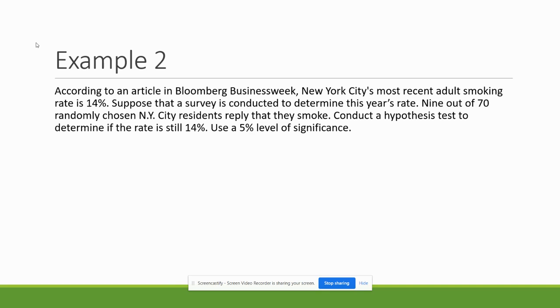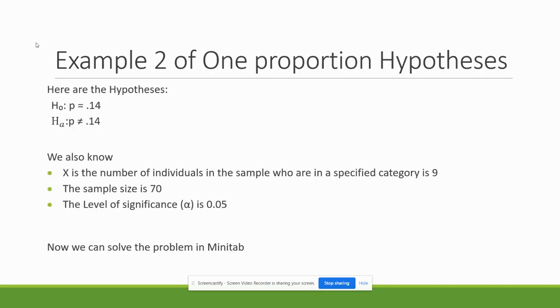Use a 5% level of significance. So these are my hypotheses because remember, I wasn't looking to see if it was lower or greater. I just want to know if it was the same. So my null is P equals 0.14. Alternative is P does not equal 0.14.